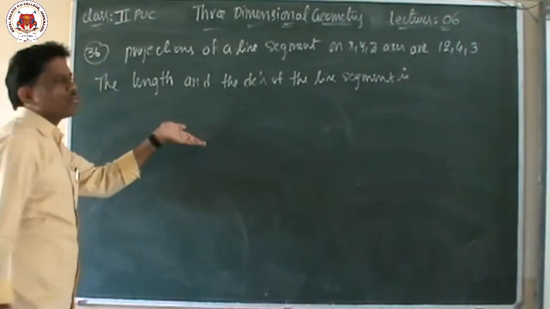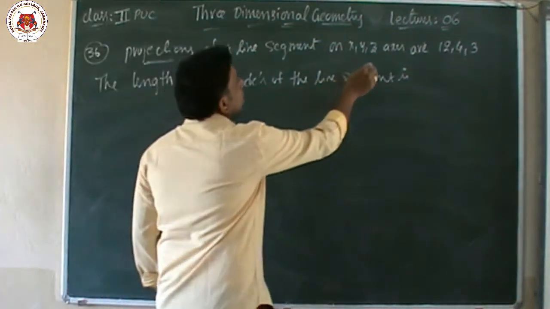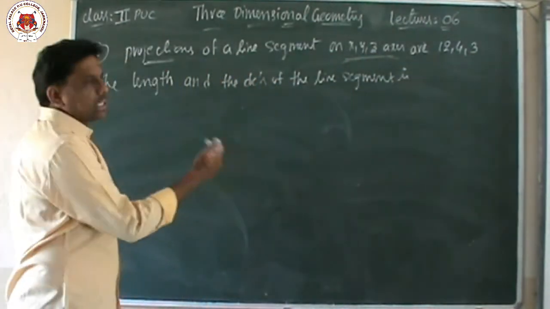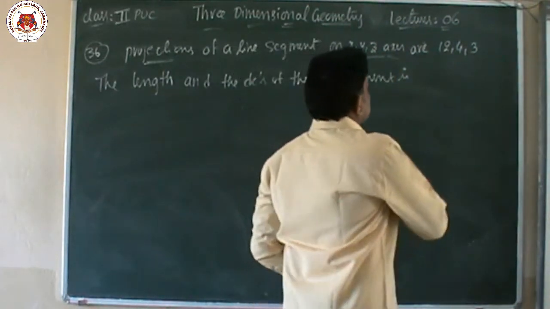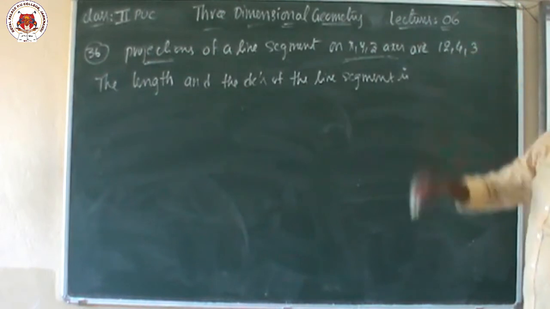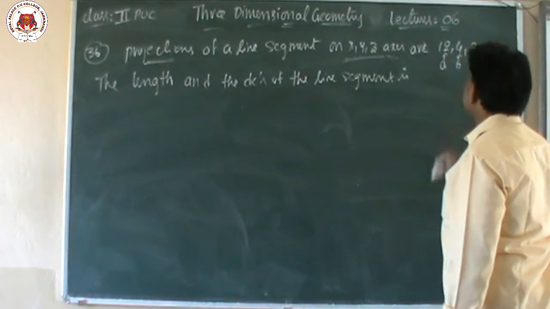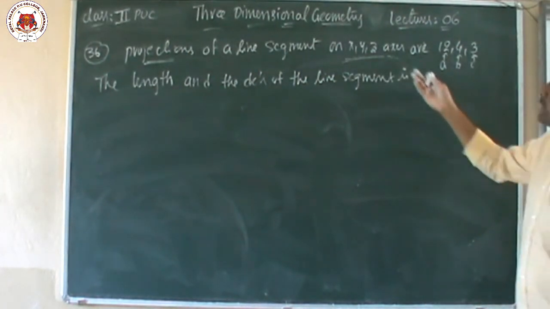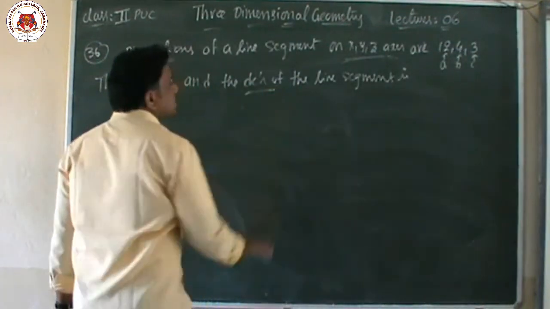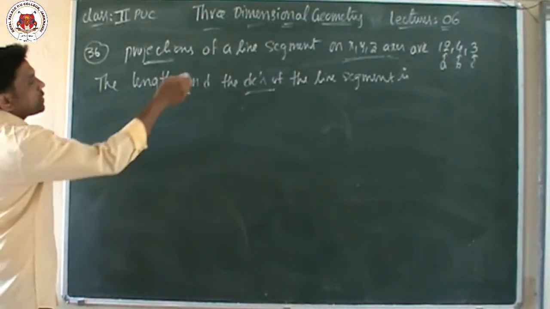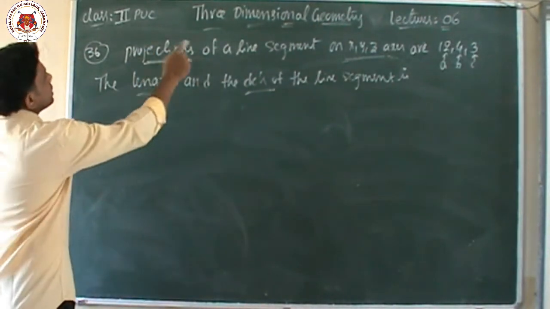Just at the beginning of today's class we discussed the projection of a line segment on coordinate axes. These projections are called DRs, direction ratios, always indicated by the small letters a, b, c. The first one is a, second is b, third is c. Because the projections of a line segment on the coordinate axes are always DRs. So he is asking to find the DCs. We know how to find them. And additionally he asked one more thing: the length of this line segment.